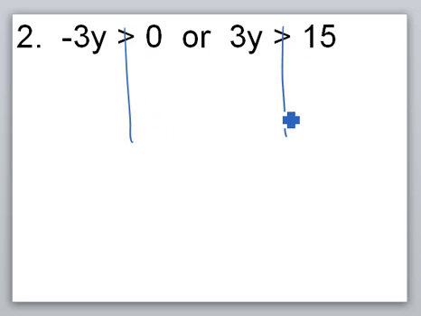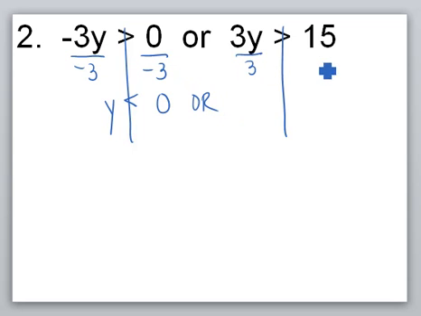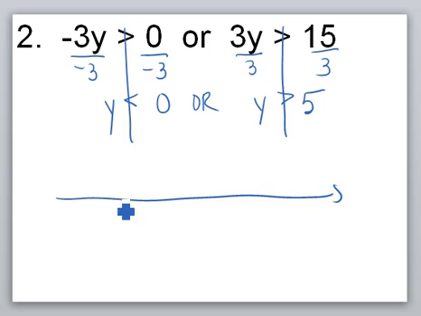This is also one-step inequalities where we're going to divide by negative 3. You should have some sort of bell going off in your head right now because we're dividing by a negative on both sides. And we know that when we divide by a negative on both sides, we have to remember to flip that sign. So we get y is less than 3, or we're going to divide by 3 on both sides. This time we don't have to flip that sign because we're dividing by a positive on both sides. So y is greater than 5. Needs to fit one or the other.